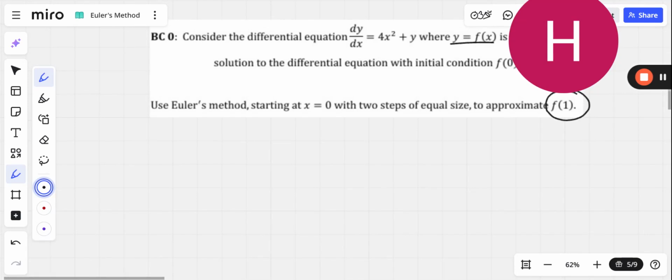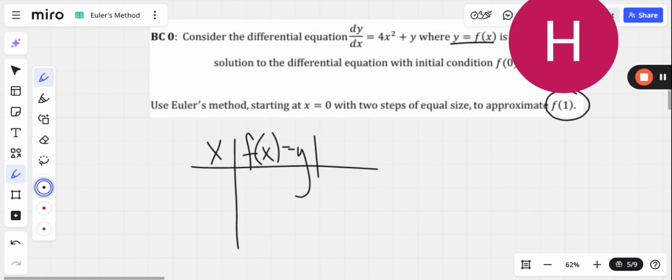So here's a way to do that. We're going to have our x values. We're going to have our f of x values, or you can put y if you'd like. And we're going to have our derivative dy dx, which is going to be updated. The slope of the tangent line is going to sort of be updated as we progress forward.